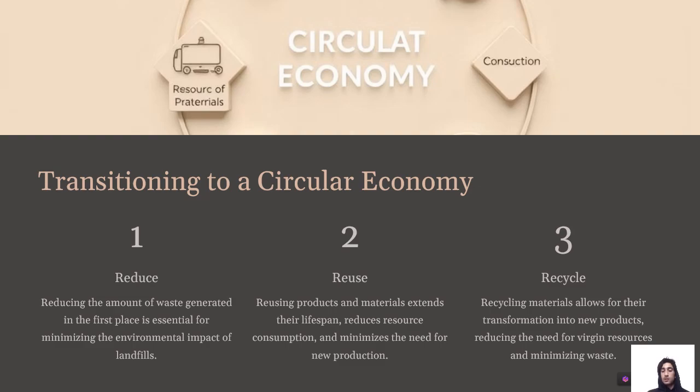And lastly, we'll discuss recycling. So, what is recycling? Recycling is the process of collecting and processing materials that would otherwise be discarded as waste and transforming them into new products. It helps conserve natural resources, reduce pollution, and minimize landfill waste. Common recyclable materials are paper and cardboard, plastics, glass, metals, and electronics.